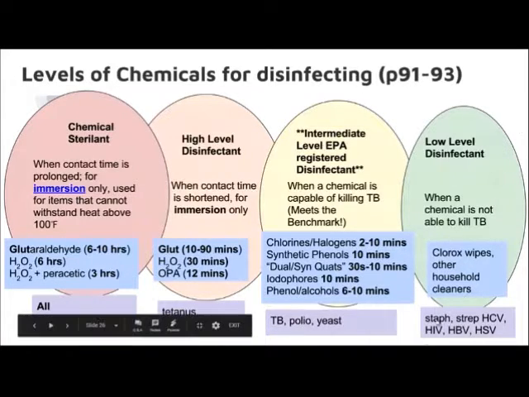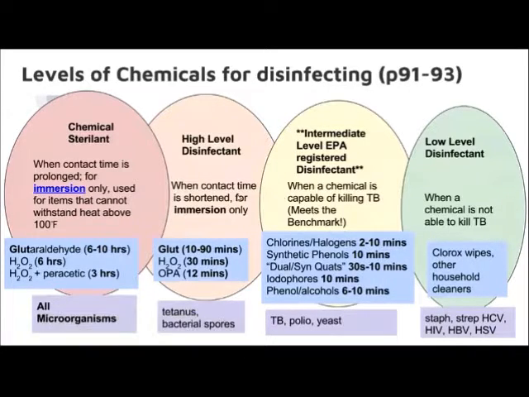So low levels kill most of the viruses, almost all of them. Intermediate levels kill the viruses plus TB, polio, yeast. High levels kill all of these things plus tetanus and spores. And then chemical sterilants kill everything, all of the microorganisms. So this is a really good table to squish your knowledge together on the chemicals of disinfecting.